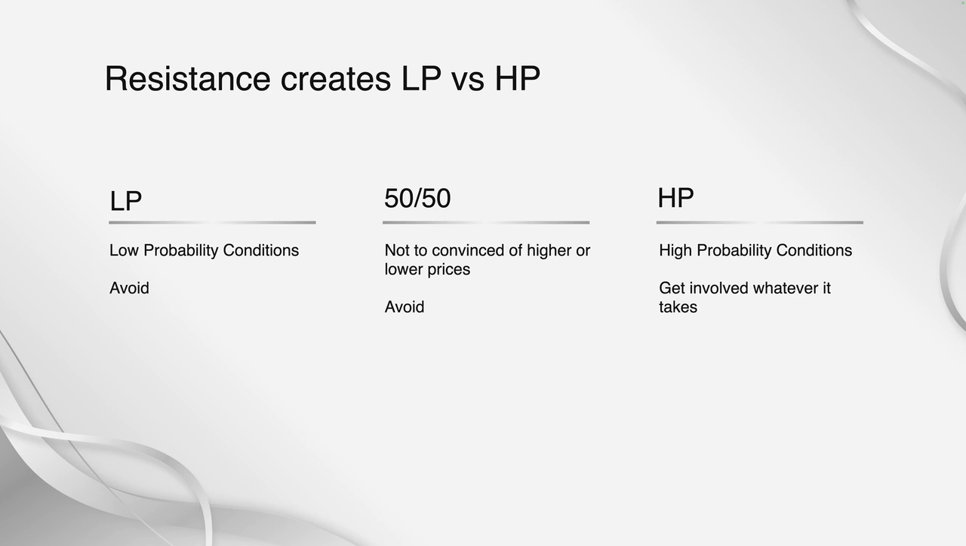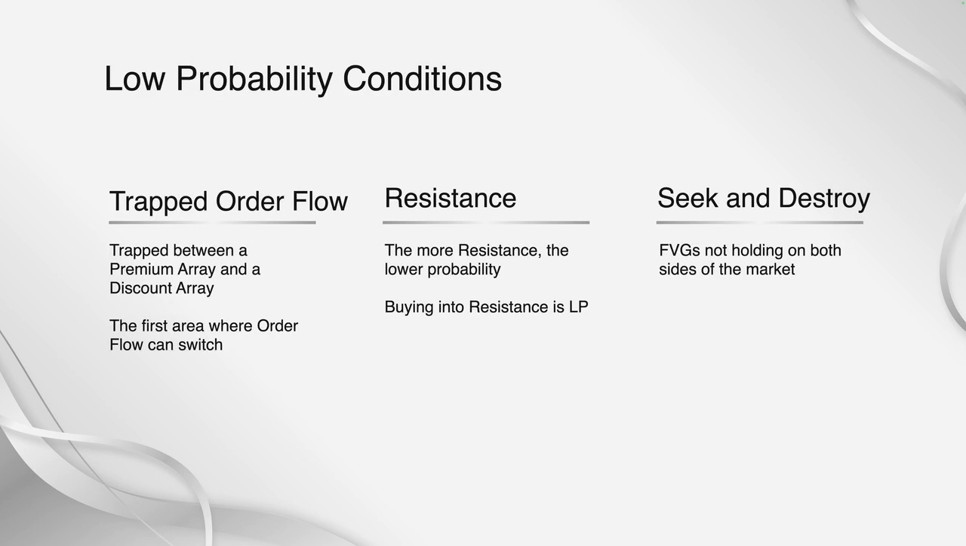So what then is low probability conditions? That's the first step we need to go over. Low probability conditions. The first thing is trapped order flow. So trapped order flow, what is that? Trapped between a premium array and a discount array. Remember the pushing battle that I just mentioned, where if we have a very strong bullish hand and a very strong bearish hand, that creates overall balance. We don't go anywhere right there because they're both holding it in balance, because both hands are just as strong as the other. So that is very important.